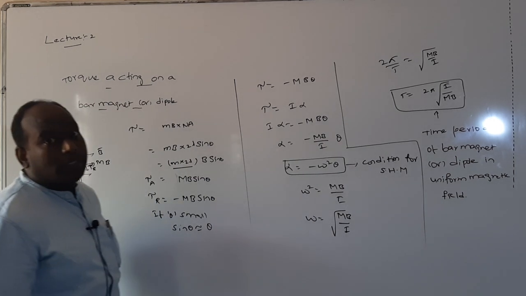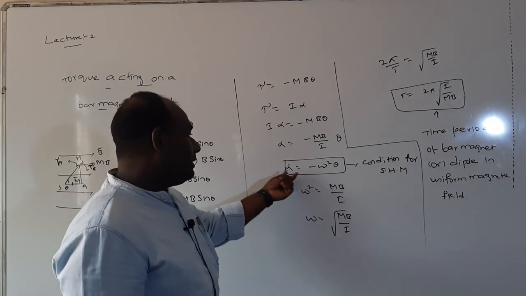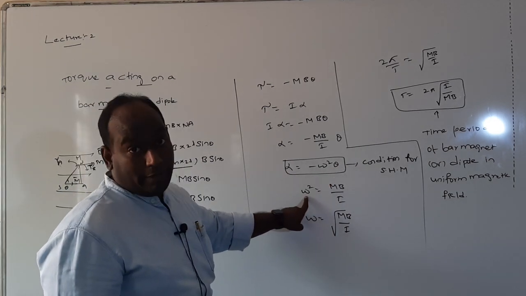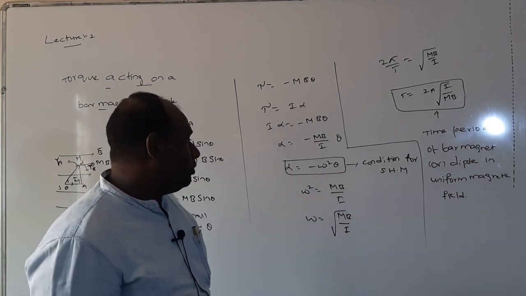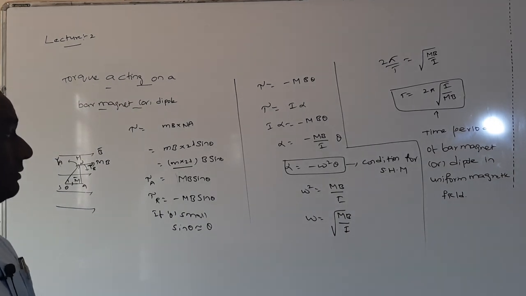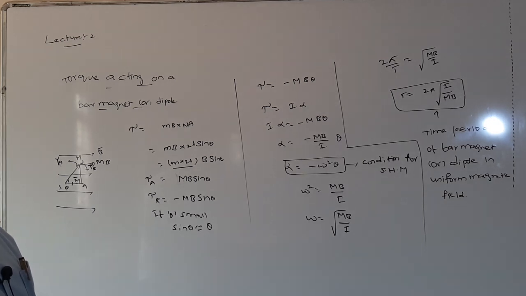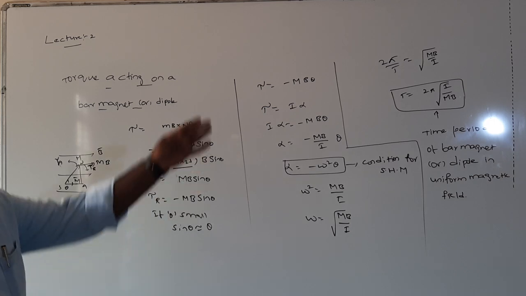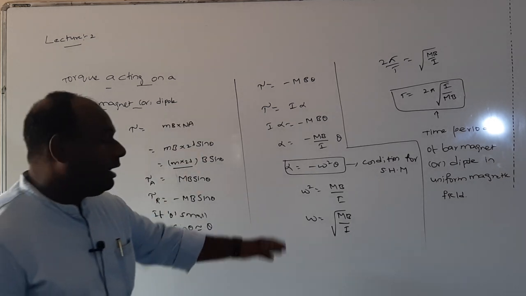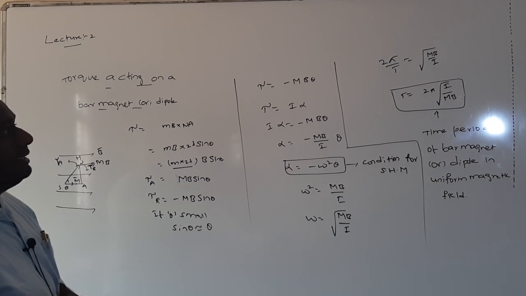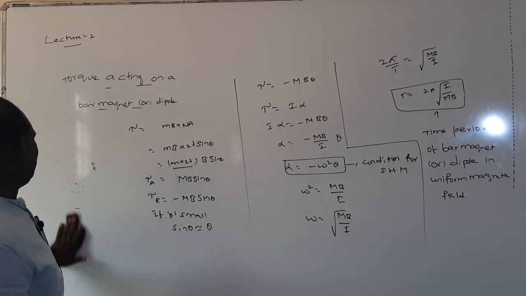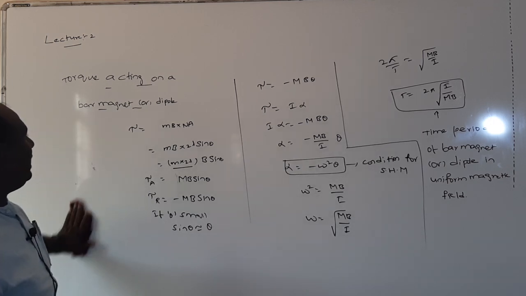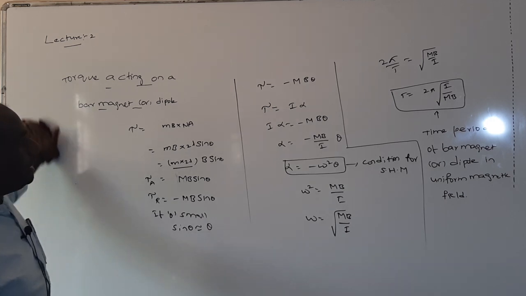So this equation resembles rotational SHM: alpha is equal to minus omega square theta. Here omega is the angular frequency. Omega square is equal to MB by I, so omega is equal to root over MB by I. From this, omega equal to 2 pi by T, where omega is the angular frequency, so from angular frequency we can get the time period. This is the torque acting on a bar magnet or dipole in a uniform magnetic field.